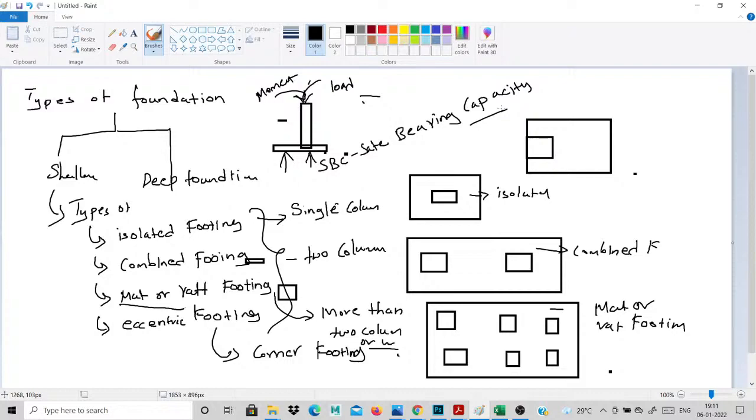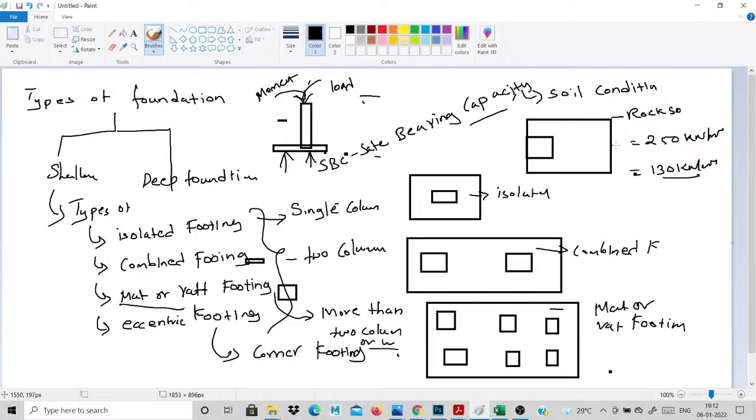You calculate the upward load and moment; the downward, bottom force is the SBC. The SBC is based on your soil condition. Understand it. For a rock soil, the SBC is 250 kilonewton per meter cube. For clay soil, that type of soil, it will be 130 kilonewton per meter cube. That type of SBC will be different. Okay, this is the SBC.